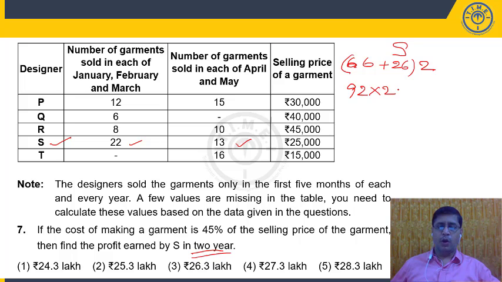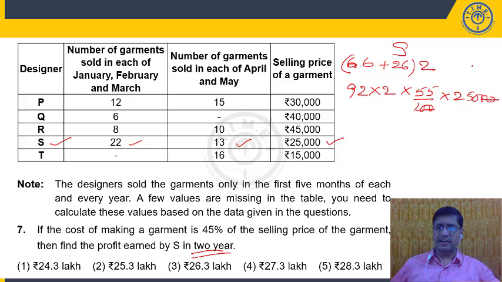92 into 2. Now what is the cost? The selling price is equal to 25,000. Cost is equal to 45%. 45% is the cost, which means the remaining 55% is the profit. So 55% of 25,000 is the profit value. Now simplify this. What is the cancellation? Zeros to zeros we can cancel. Now what is remaining? 2 into 55 is 110. 110 means 11. 11 into.